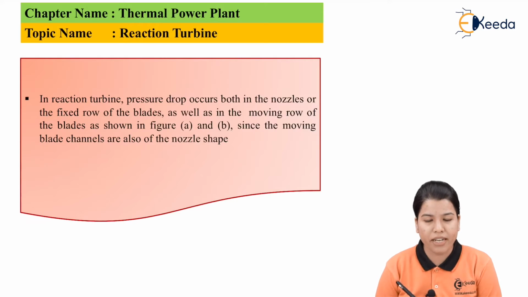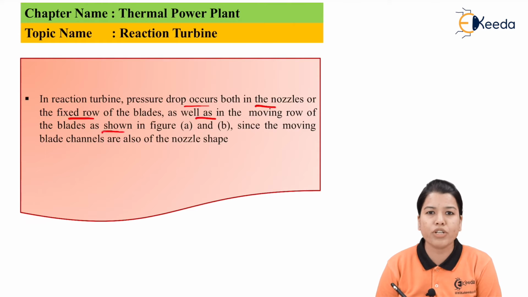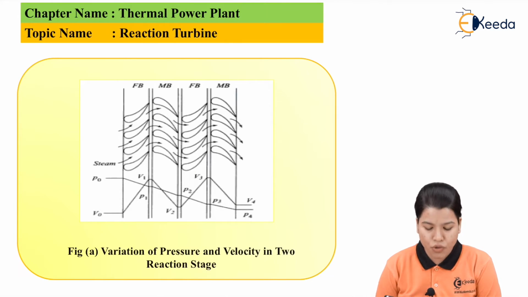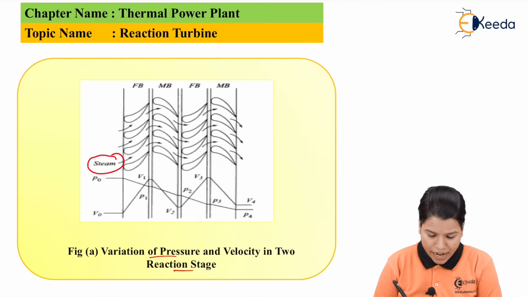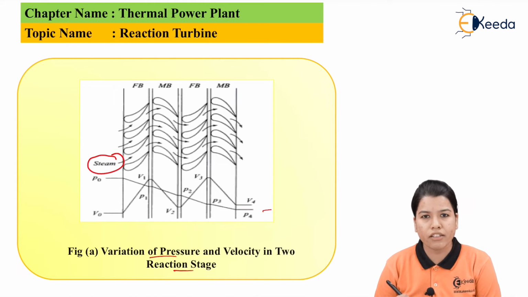In case of a reaction turbine, the pressure drop occurs both in the nozzles or the fixed row of the blades as well as in the moving row of the blades, as shown in figures A and B, since the moving blade channels are also of nozzle shape. So let us see the diagram. Here figure A shows the variation of pressure and velocity in the two reaction stage. Here we can see this is the inlet of the steam and various pressures and velocities are shown.